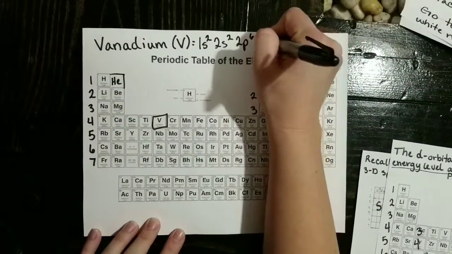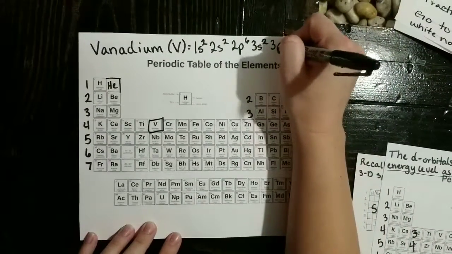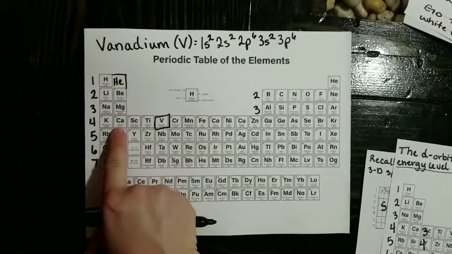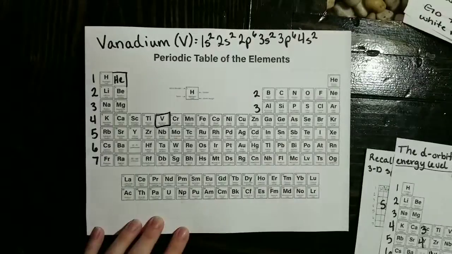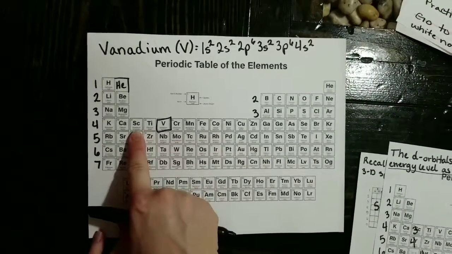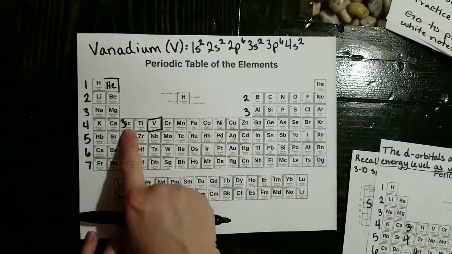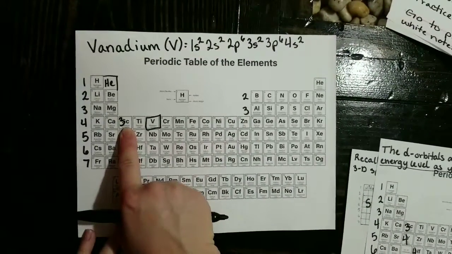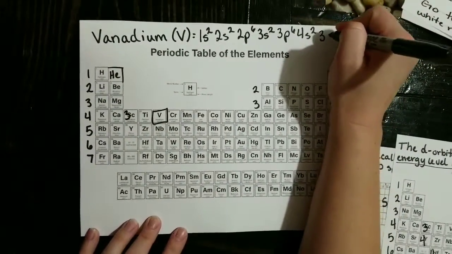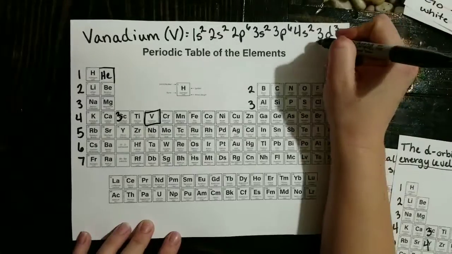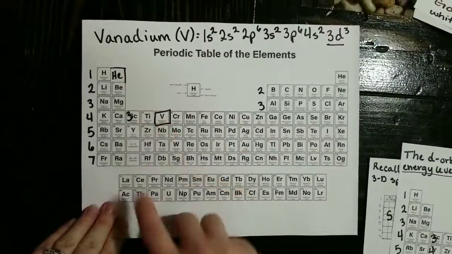3s2, 3p6, 4s2. But remember, the D block is funny because they drop down in energy level. So we would go 3D, 1, 2, 3. 3D, 3. That is the electron configuration for vanadium.